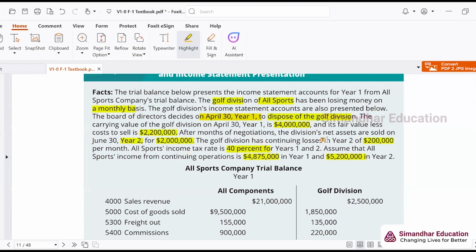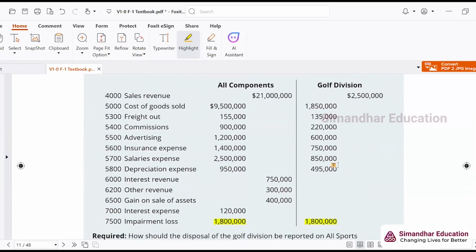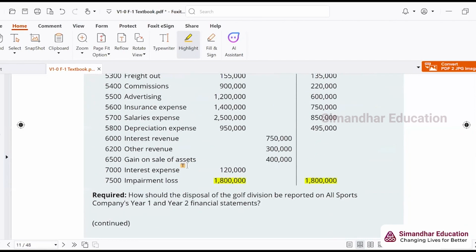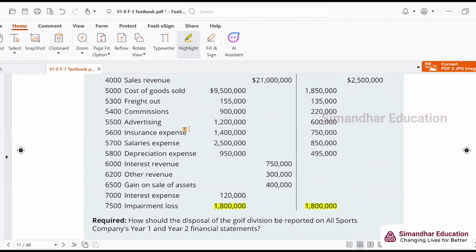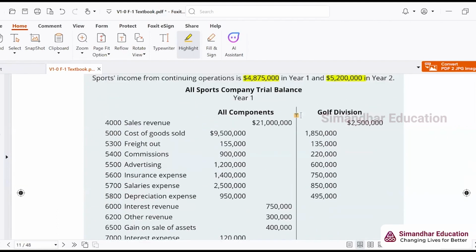The golf division has continuing losses in year 2 of 200,000 per month. The income tax rate is 40%. Assume that All Sports income from continuing operations is 4.8 million in year 1 and 5.2 million in year 2. How will we present it? Okay. Here you have sales, cost of goods sold, all of these details are given and we'll calculate the impairment loss. For all the components and for the golf division, they have given them separately. So we'll see how we present it.